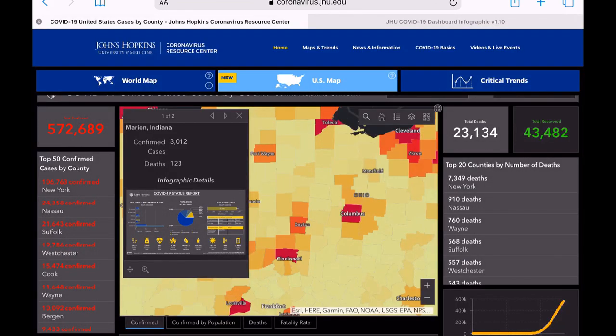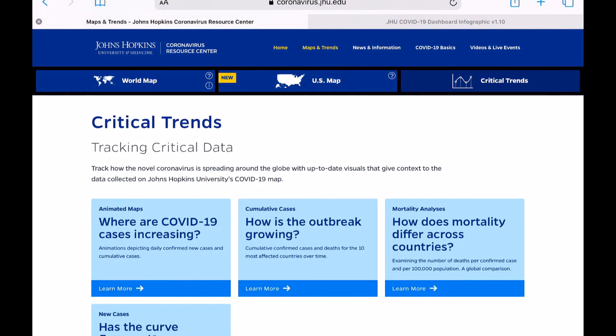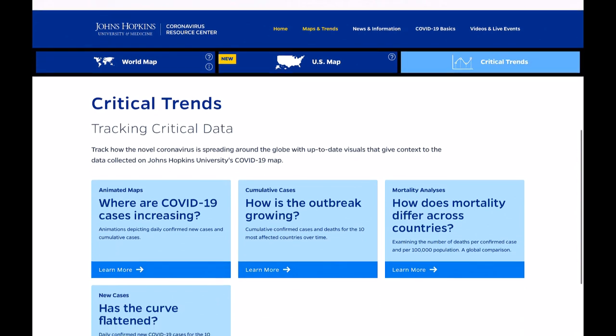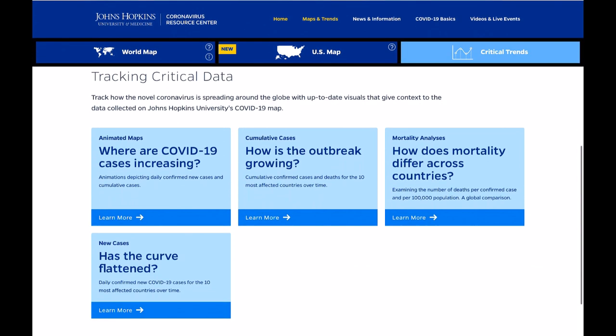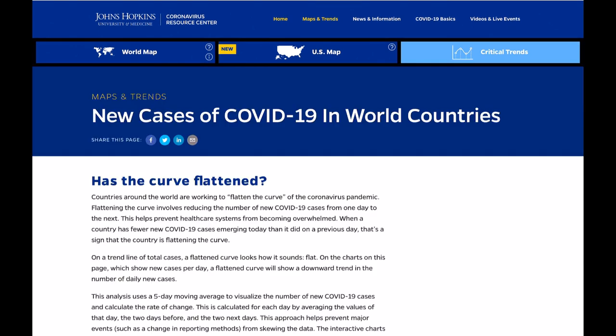And then I believe that this tab is also new, this critical trends tab. It has a lot of different questions that people might be interested in. So where are cases increasing? How is the outbreak growing? And then how does mortality differ? And then of course we spend a lot of time talking about flattening the curve. And so this question of has the curve flattened or not?